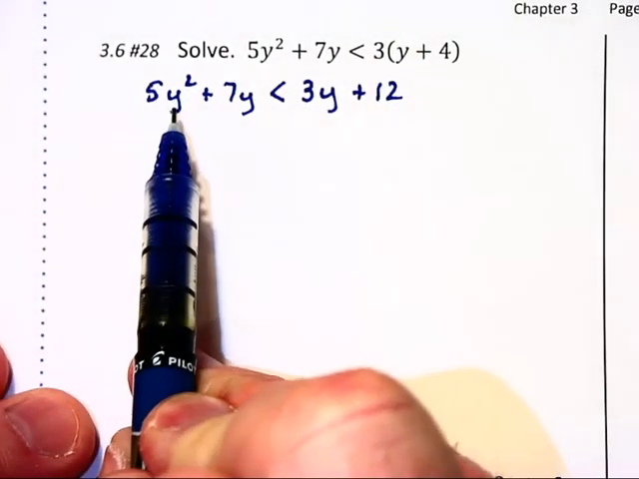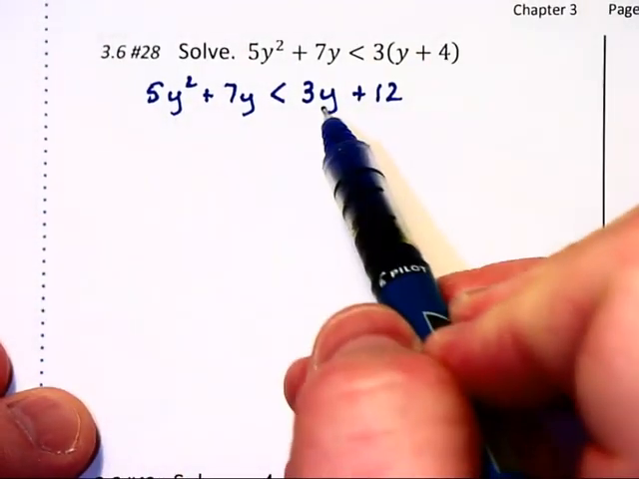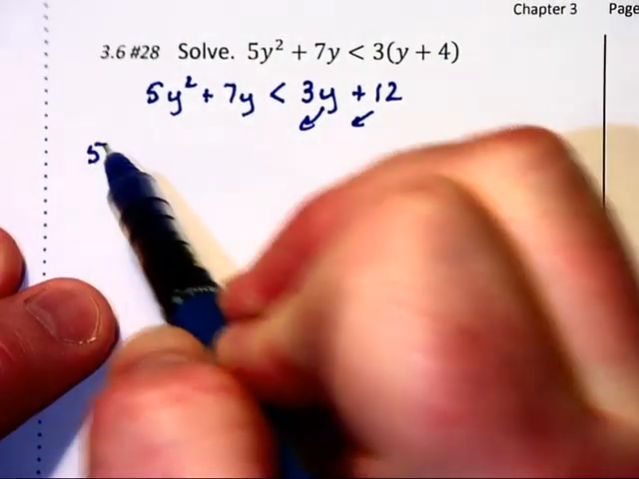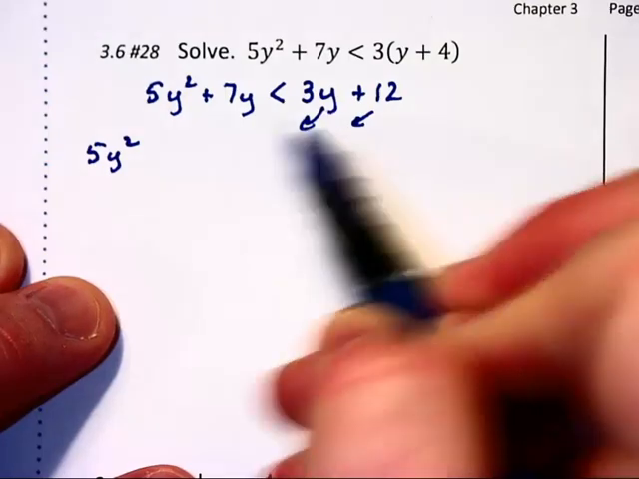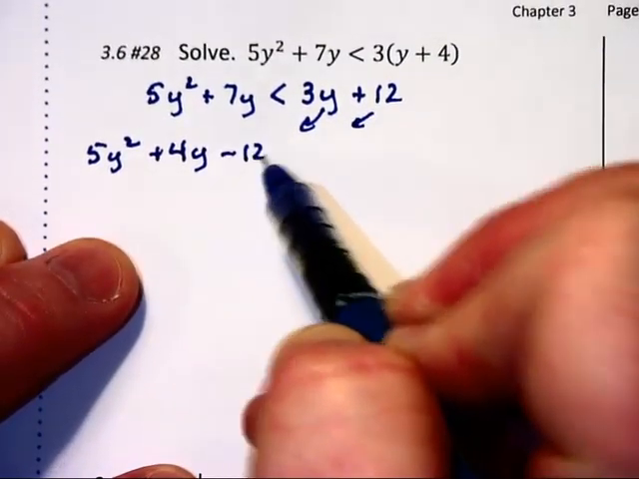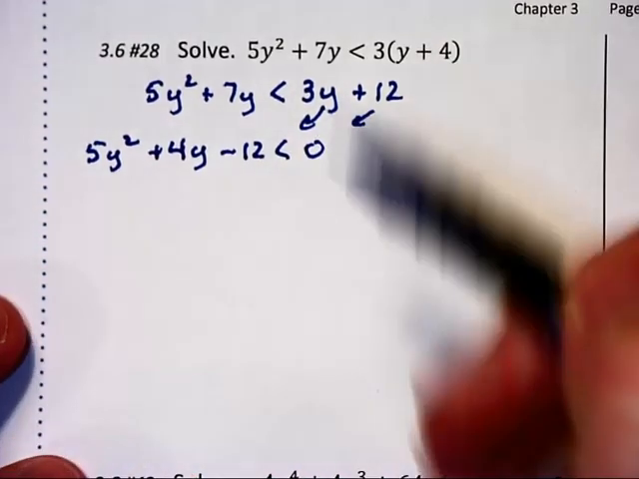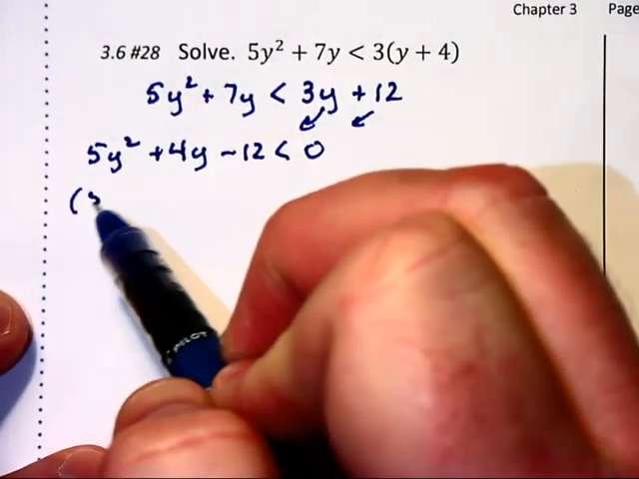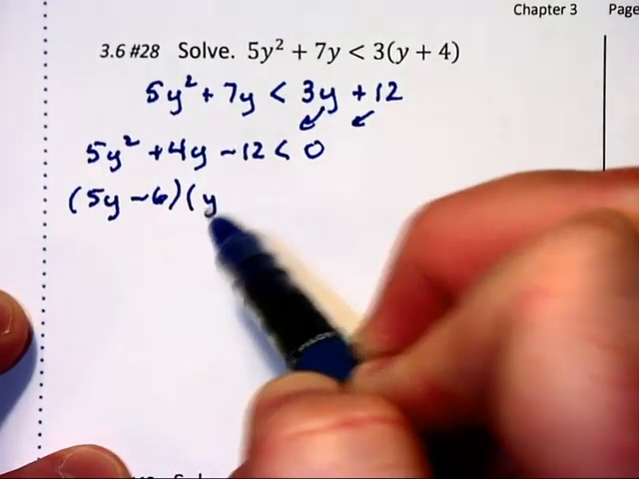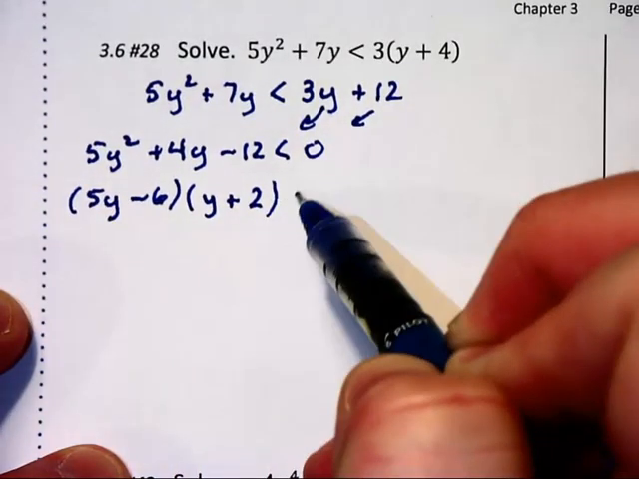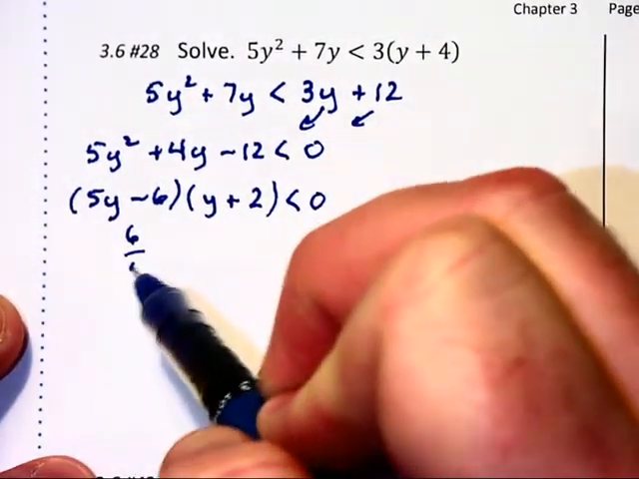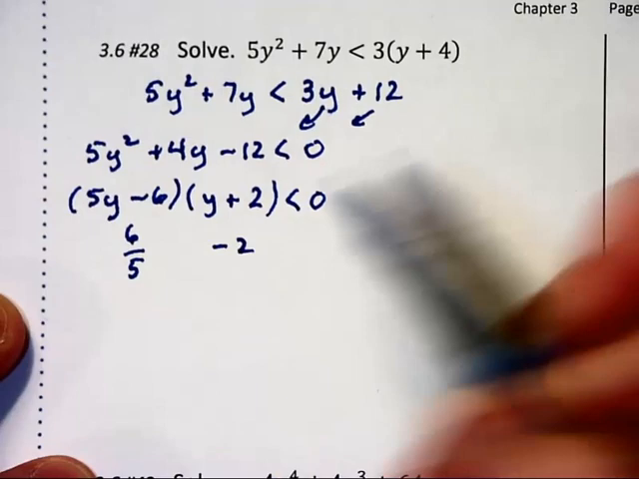Since the quadratic term is on the left, we will bring everything from the right over to the left, and we will now have 5y squared. After we subtract 3y, we will have plus 4y minus 12 is less than 0. This will factor into (5y minus 6) times (y plus 2) is less than 0. And we're going to have critical values at 6/5 and -2.